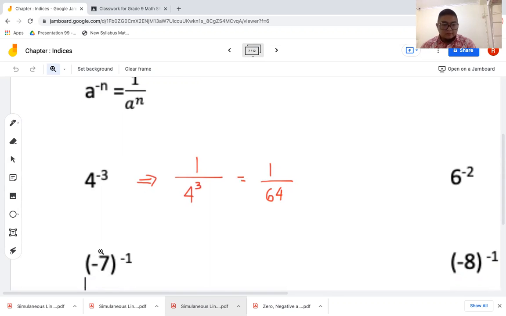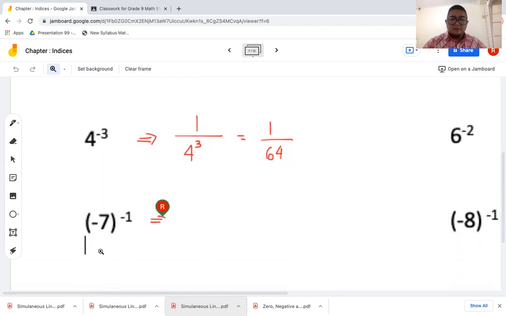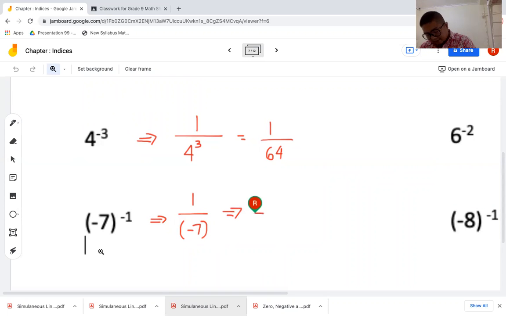Now, if we are going to solve for this one, again, this is going to give us 1 over negative 7, in brackets, with a positive 1 for the denominator exponent. And then from here, we can simplify this as negative 1 over 7.